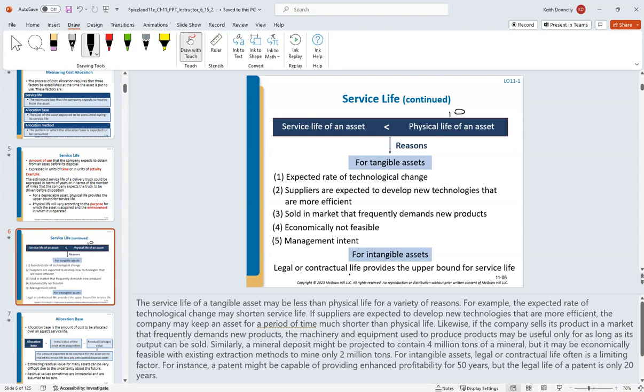Kind of a similar thing with intangible life. You can have the legal or contractual life, which would be the max for the service life. Maybe a patent lasts 20 years. In theory, just like the computer could last 10. But maybe in reality, the market conditions are such that this patent is really only going to be good for 4 years before maybe there's some better drug out there.